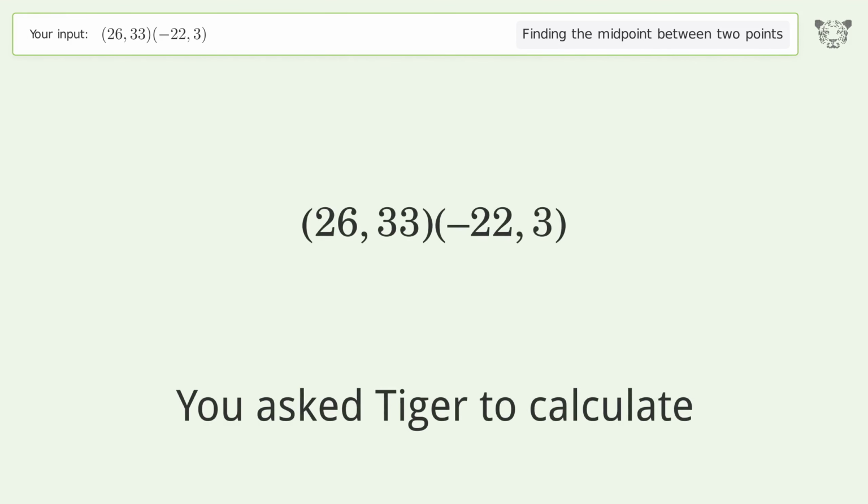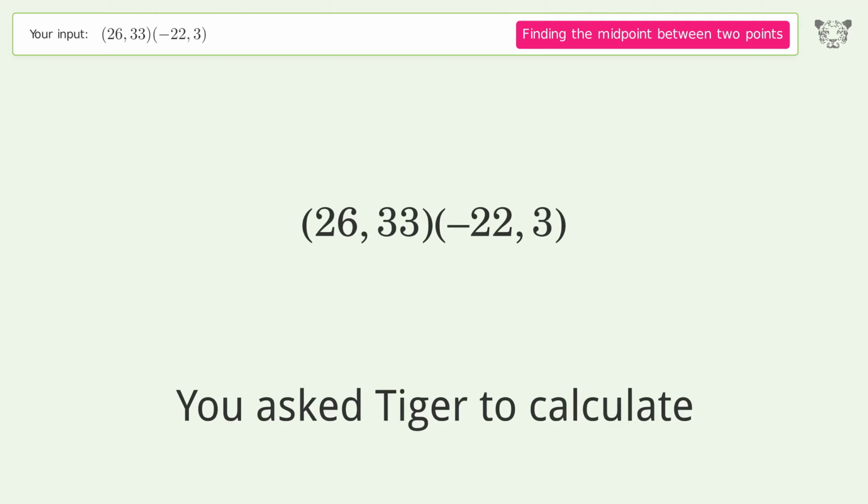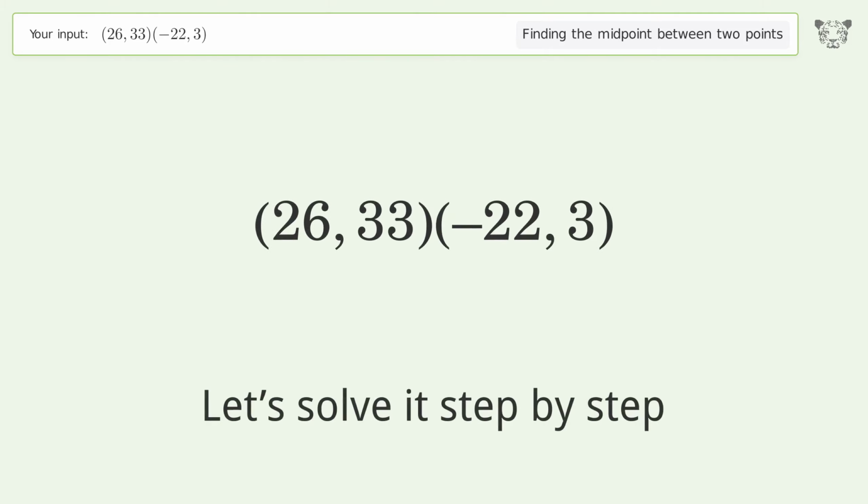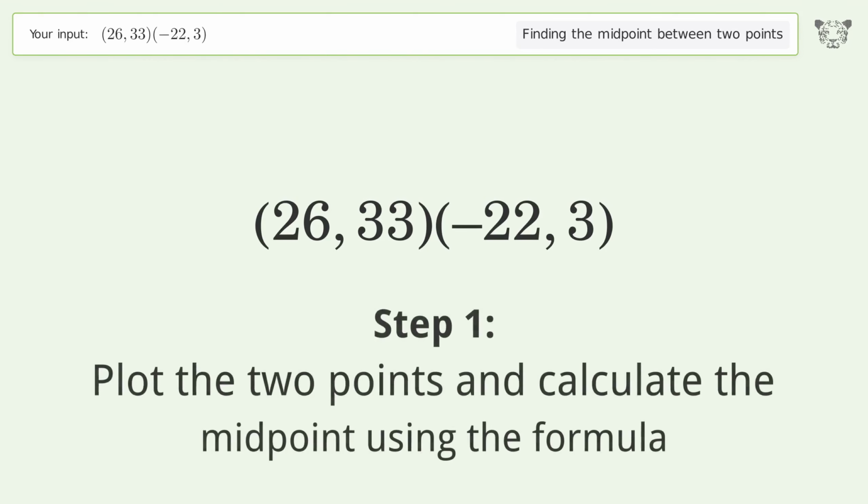You ask Tiger to calculate. This deals with finding the midpoint between 2 points. The midpoint between the 2 points is 2,18. Let's solve it step by step. Plot the 2 points and calculate the midpoint using the formula.